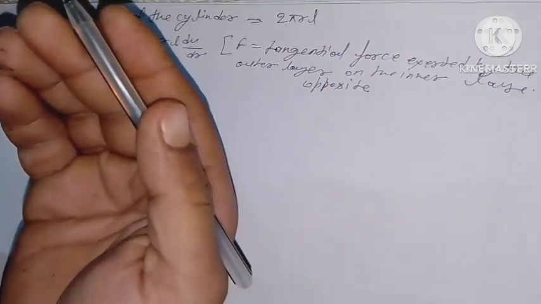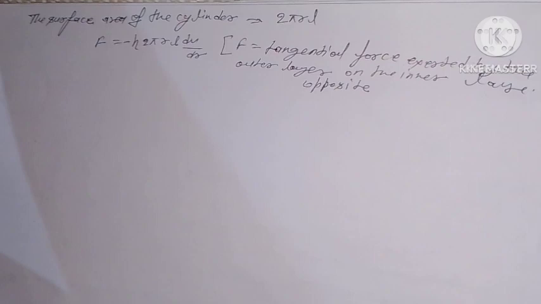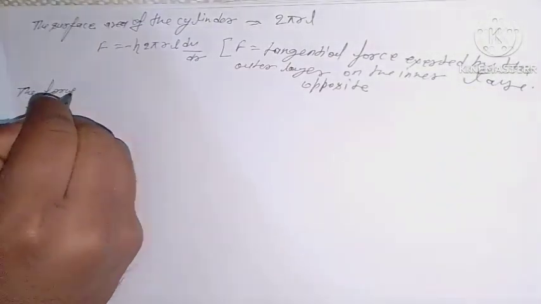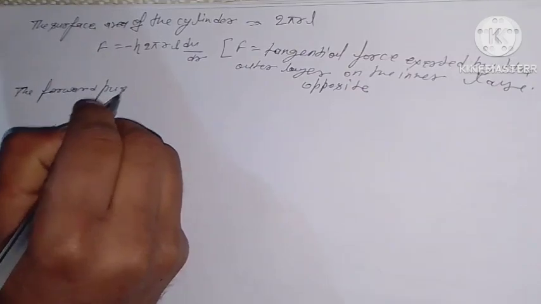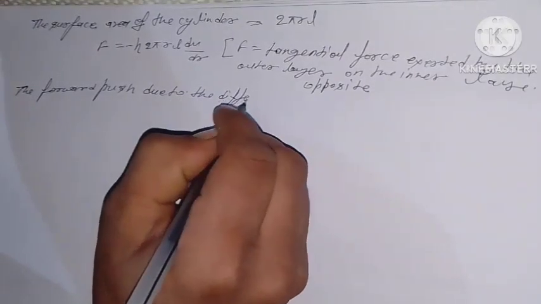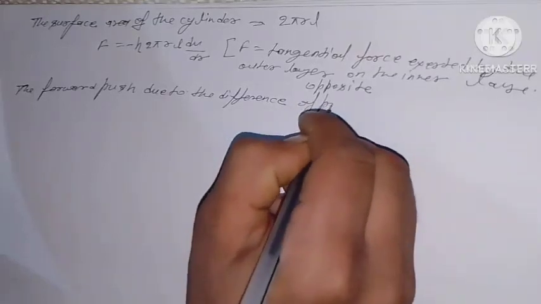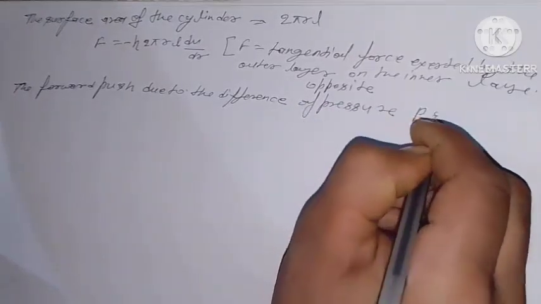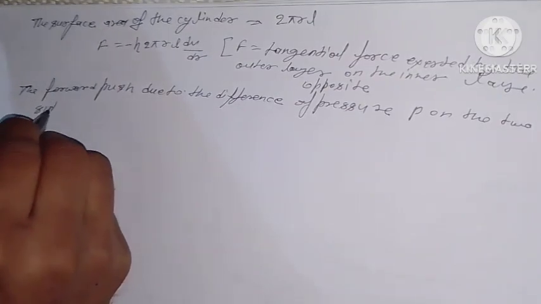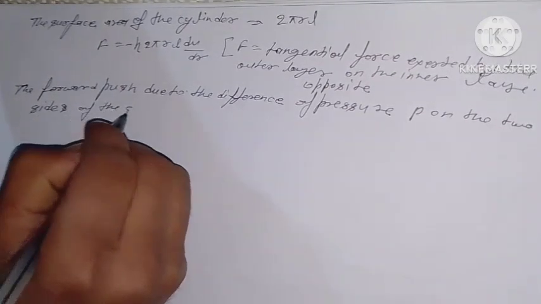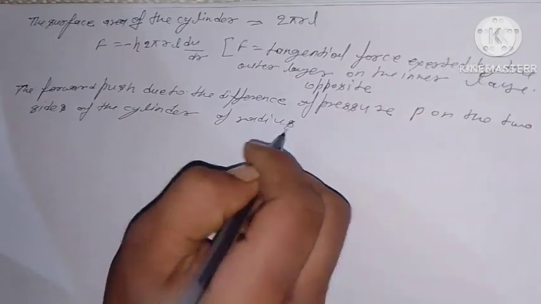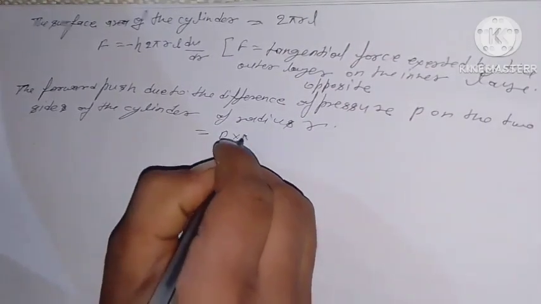The forward push due to the difference of pressure P on the two sides of the cylinder of radius r is equal to P multiplied by pi r square.